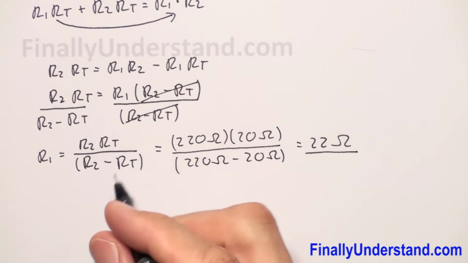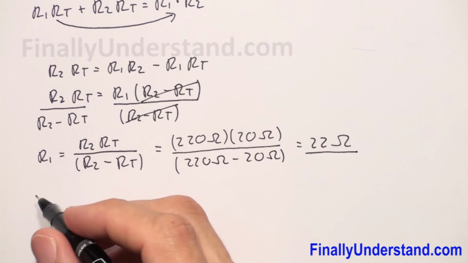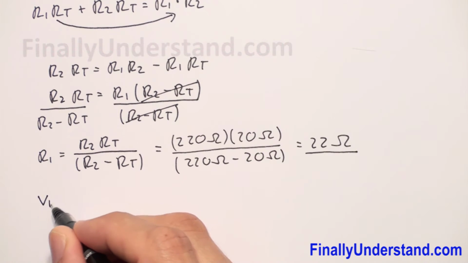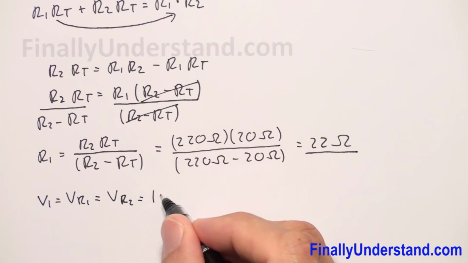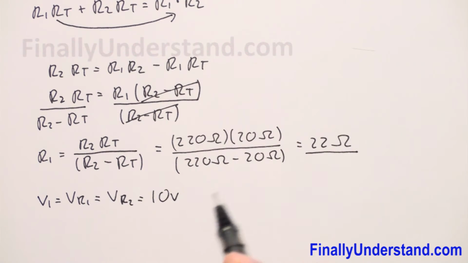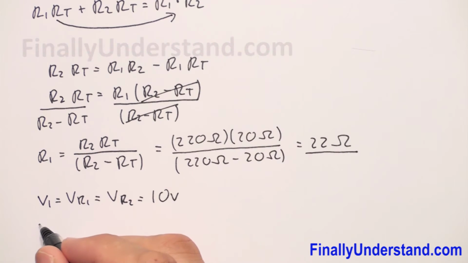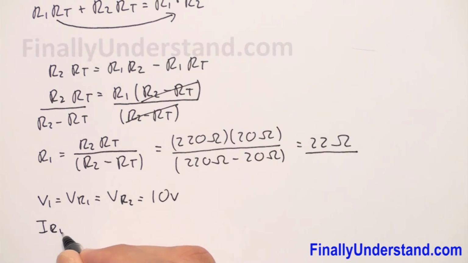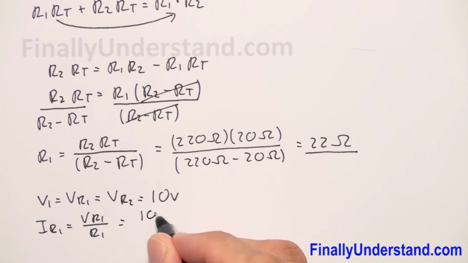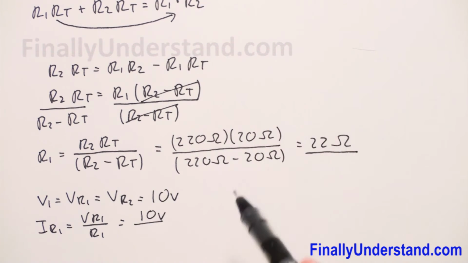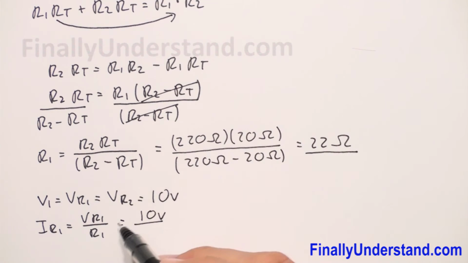So we have to keep in mind that this is a parallel circuit. In a parallel circuit, the voltage source is equal to VR1, and this is also equal to VR2, and this is equal to 10 volts. In a parallel circuit the voltages are the same. Next I'm supposed to find IR1, which is equal to VR1 over R1, which is equal to 10 volts over R1, which is 22 ohms.